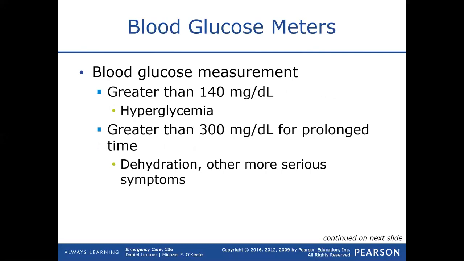Blood glucose measurement greater than 140 is called hyperglycemia. Not necessarily, because 140 could be normal for that person, okay? 140 is a little high, but it's nothing to be terribly concerned about with some people, especially if they just got done eating a cake or a bunch of cookies or something like that, okay? Greater than 300 for a prolonged time, dehydration and other serious symptoms. So if I see somebody with 300, I am going to be concerned because that is very high, okay?